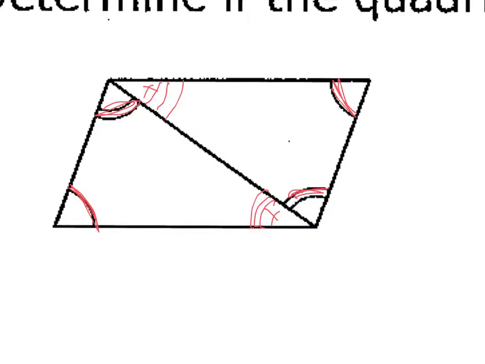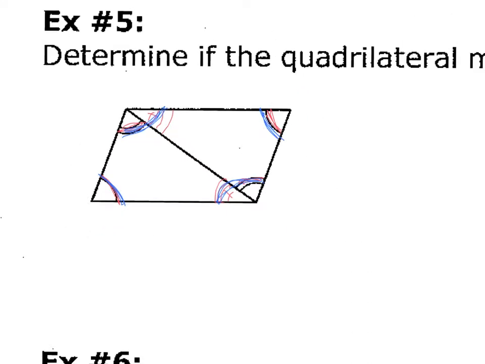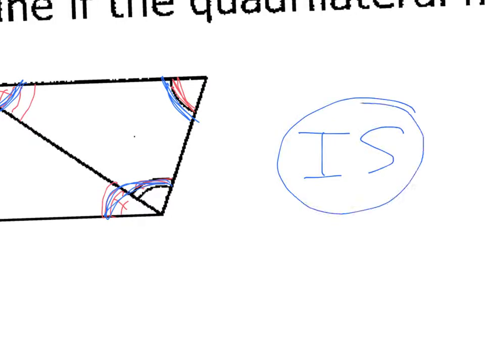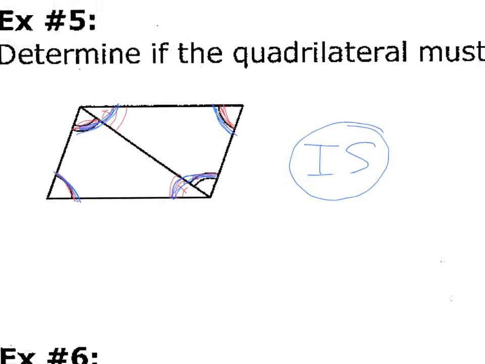Okay, and since you have these guys right here being congruent, and this whole thing would then be congruent, you know that you have opposite angles that are congruent, and that would indicate to us that this is, in fact, a quadrilateral. So this is a quadrilateral.